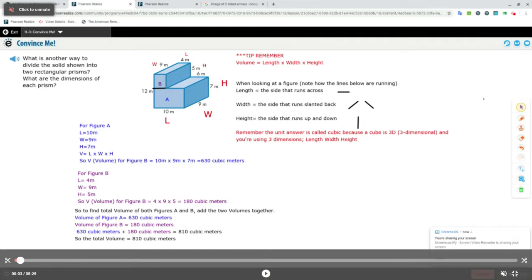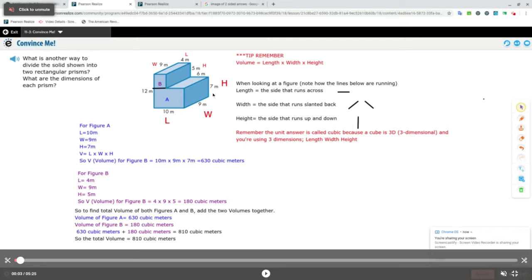So now if you look at figure A, I labeled the length right here, okay? And the length is usually the side that runs across back and forth like this line. The width is the side that runs slanted back. So if you look, this is the width, kind of like these slanted or diagonal lines. And lastly, your height is the side that runs up and down. So here you can see this is your height, all right?